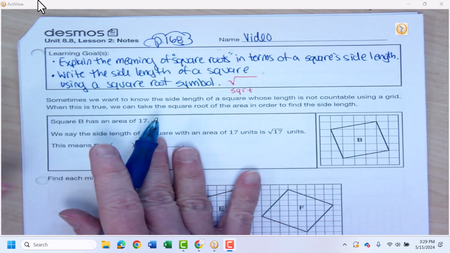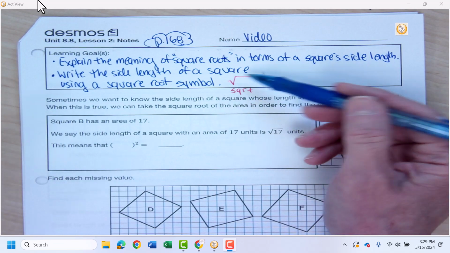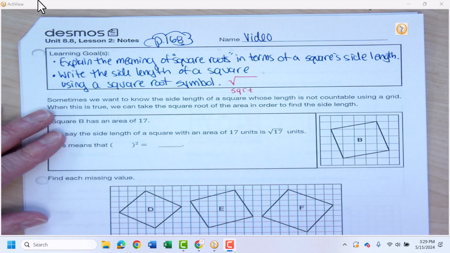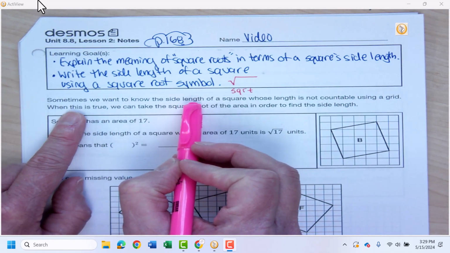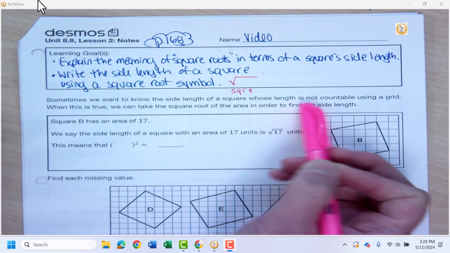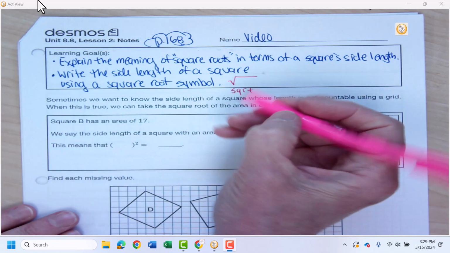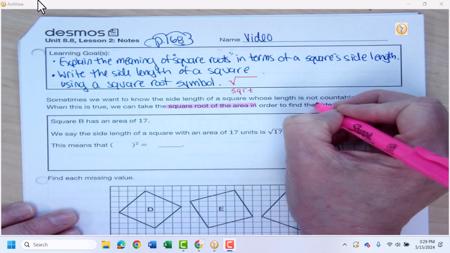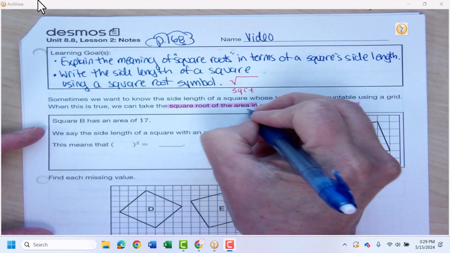Okay, so it seems like this lesson should be really straightforward, but the first time you start using square root symbols to express the side length of a square, it can be a little confusing. So if you're feeling like it should be easy and it's not, you're in good company. Sometimes when we want to know the side length of a square whose length is not countable using a grid, we can take the square root of the area in order to find the side length. The square root of the area is the same as the side length.